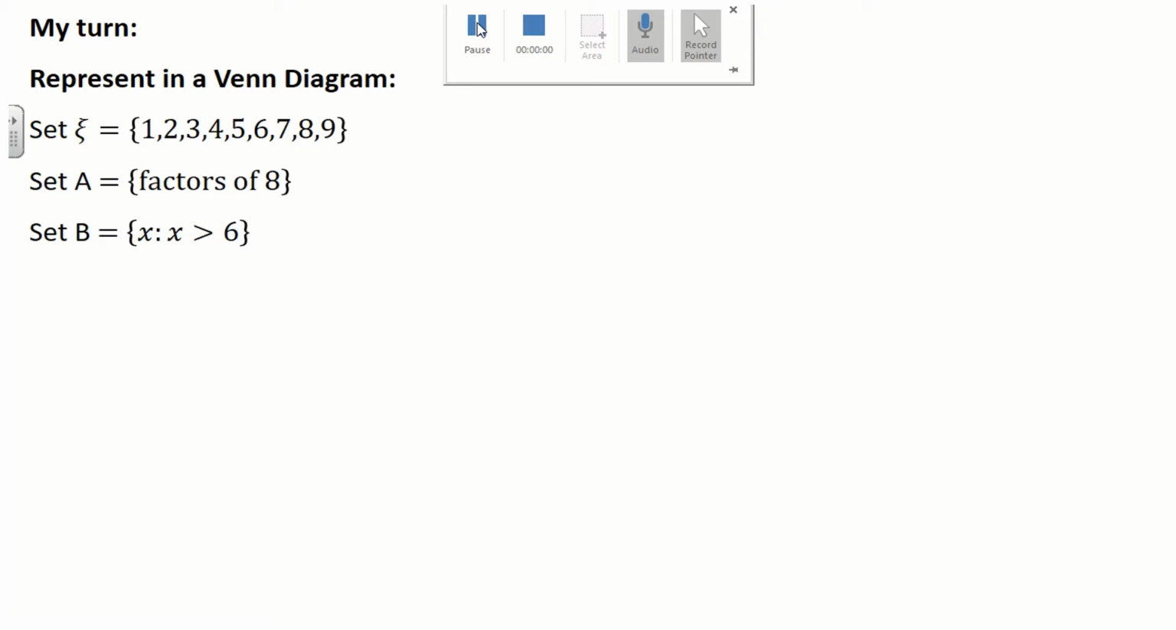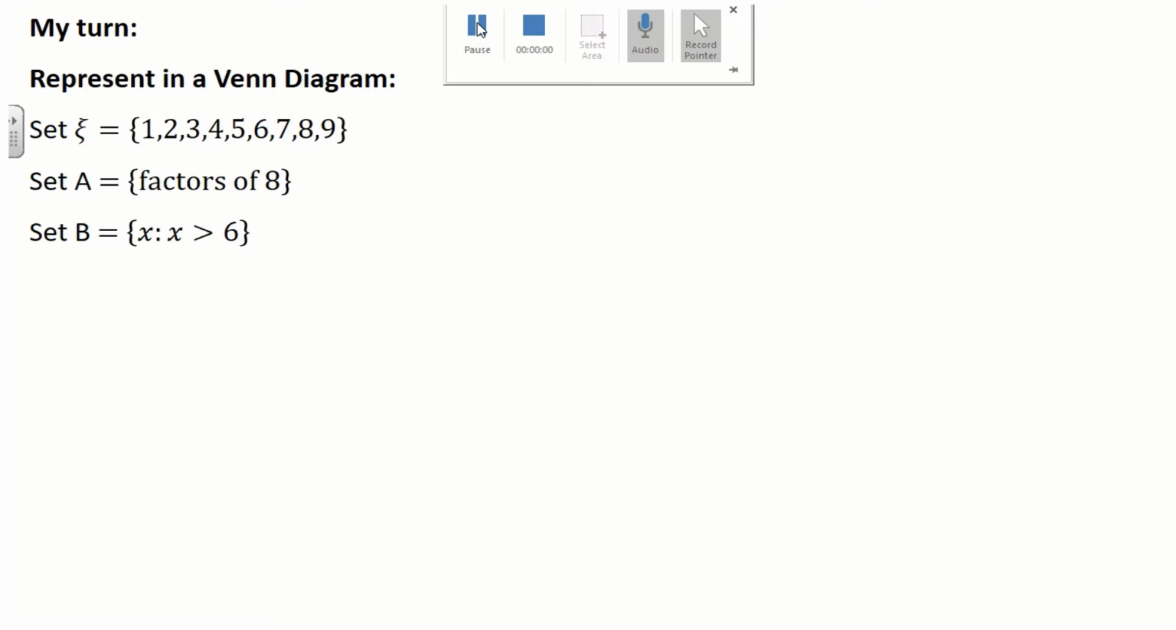Okay, so we're going to look at an example now. So we've got our Venn diagram that we're going to need to draw. We've got our universal set is the numbers 1, 2, 3, 4, 5, 6, 7, 8, and 9. We've got set A as the factors of 8. Set B, slightly new notation here, x, and it's saying x is greater than 6. So we've got the numbers that are bigger than 6 are going to be in our set B.